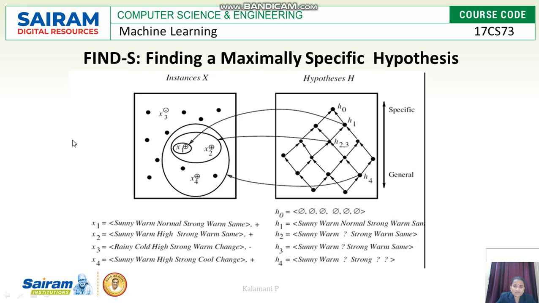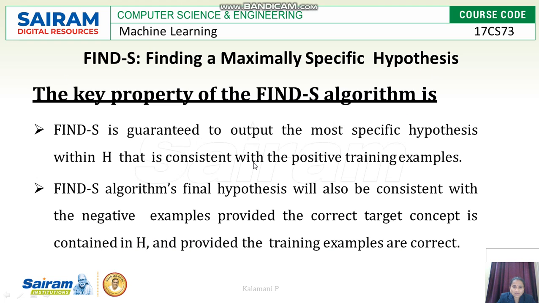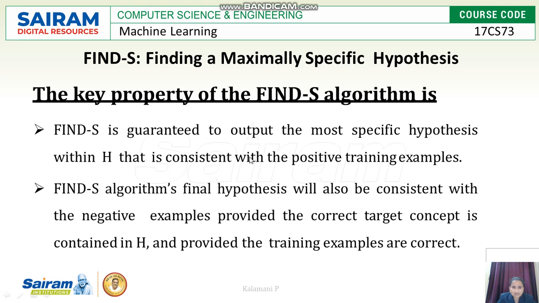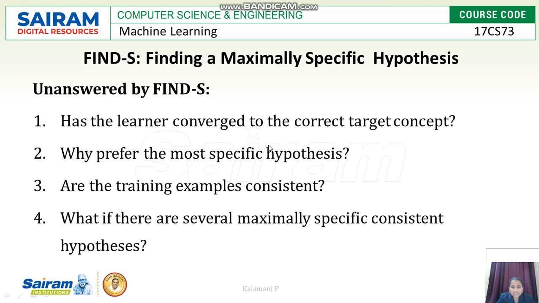That's the reason it is given this way: going from top to bottom, it moves from specific to general. If we take bottom to top, it moves from general to specific. But here in the Find-S algorithm, the key property is that Find-S is guaranteed to output the most specific hypothesis within H that is consistent with the positive training examples. This is the main thing, because Find-S considers only positive training examples, nowhere negative examples.